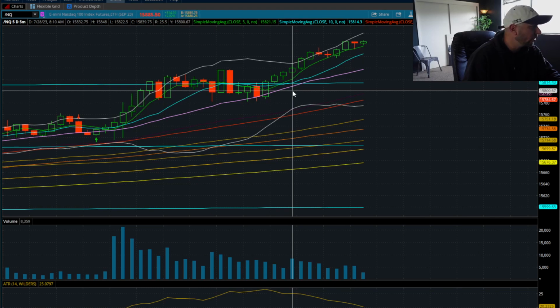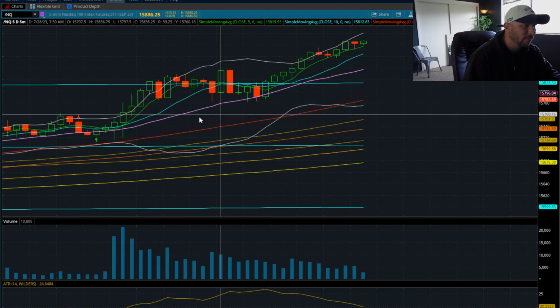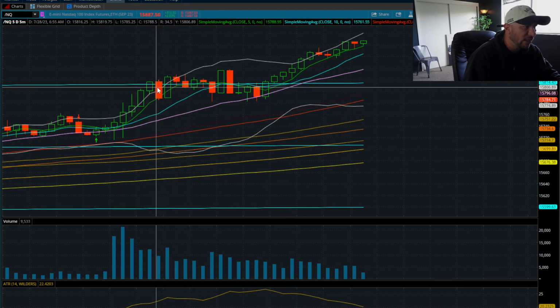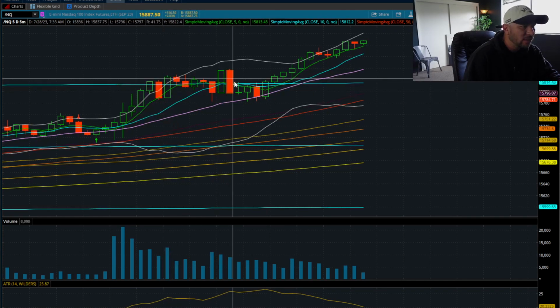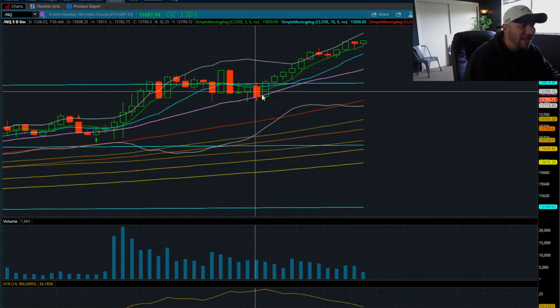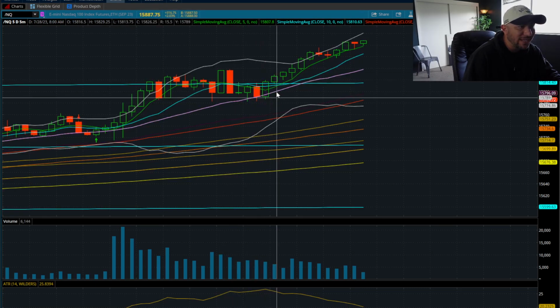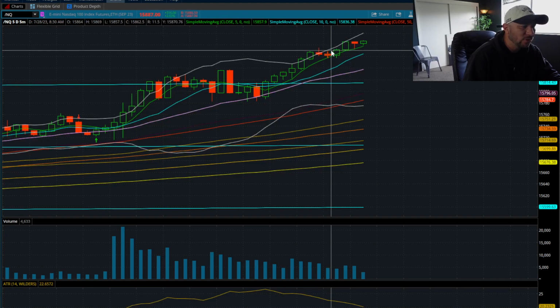It's up 140, 150 points at this moment in time. You can see we had a little bit of consolidation here between the hours of 7 and around 8, right? A little bit of consolidation, up and down, pitter-patter. And then we came into this 20, and the 20 caught us, and boom, absolutely exploded.